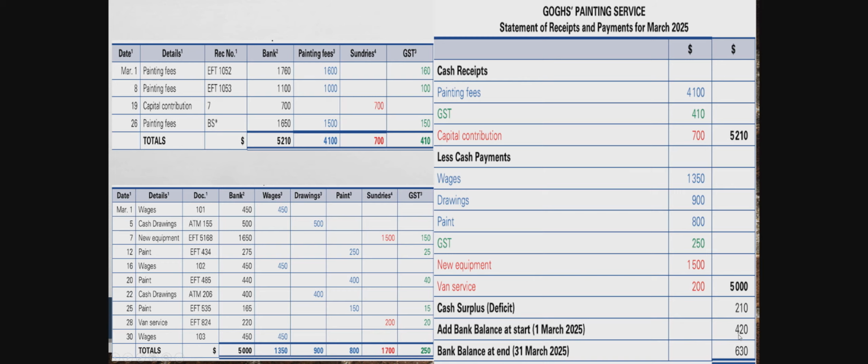Alright, so at the bank at start, you'll find it somewhere in the question. It'll tell you what it is. So our balance was 420. If you add 420 with 210, that's how we get our end bank account of $630. Alrighty, so that's a statement of receipts and payments.